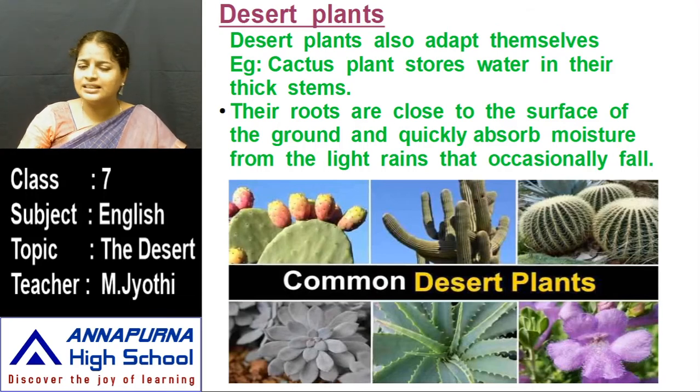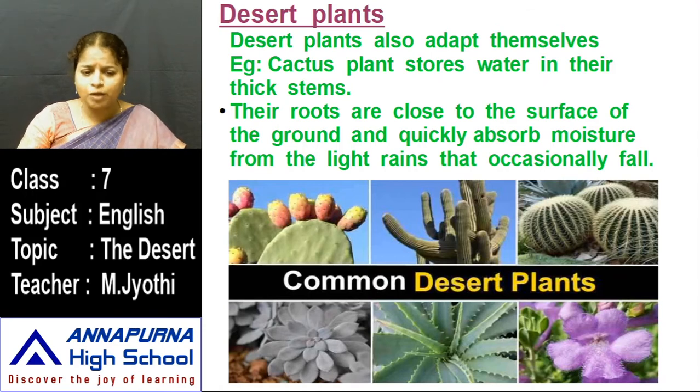Okay, how? See, in our areas we need water, otherwise our plants will die. But in the deserts they don't have water, but these plants will live there. They can survive there. So desert plants adapt themselves in the desert areas. So cactus plants, you know cactus. Yes, they store water in their thick stems.